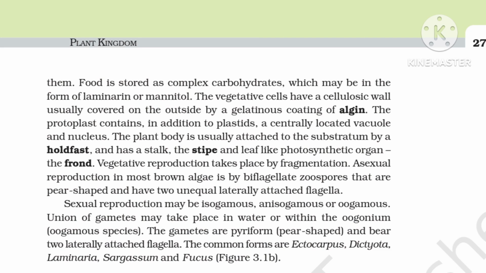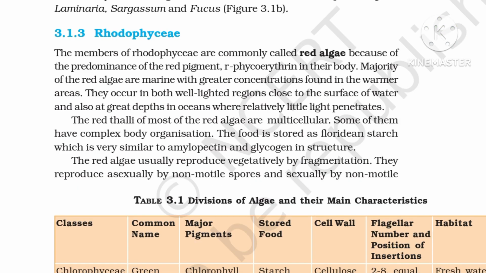Sexual reproduction may be isogamous, anisogamous, or oogamous. Union of gametes may take place in water or within the oogonium in oogamous species. The gametes are pyriform, pear-shaped, and bear two laterally attached flagella. The common forms are Ectocarpus, Dictyota, Laminaria, and Fucus. Rhodophyceae.